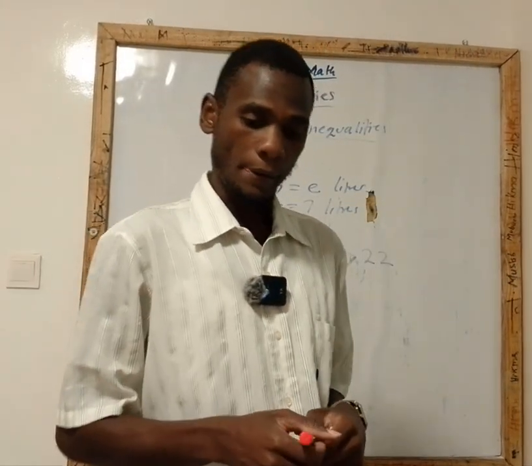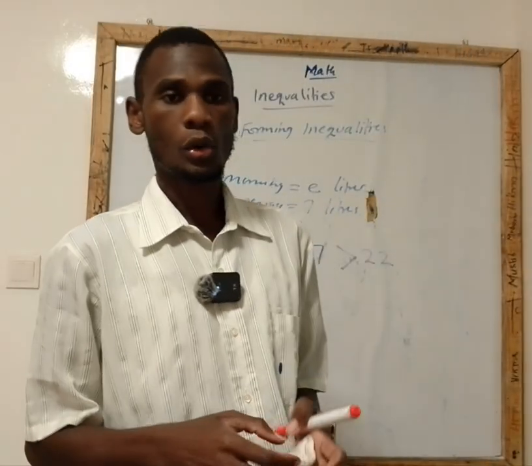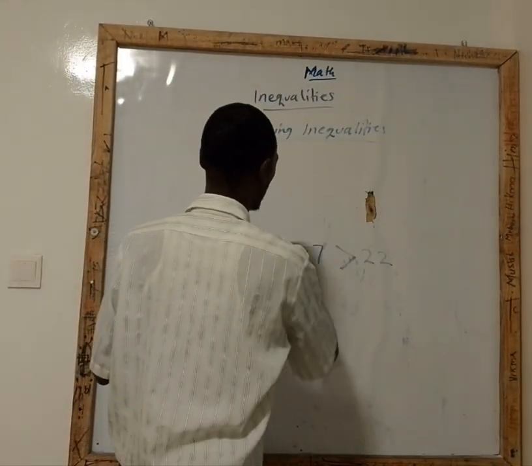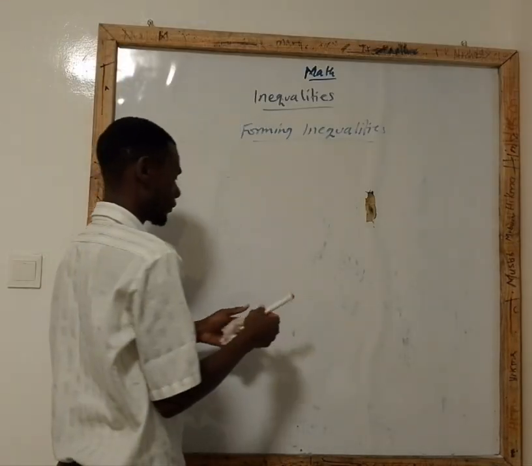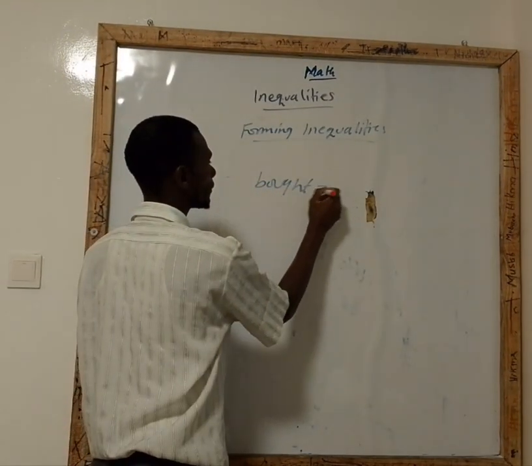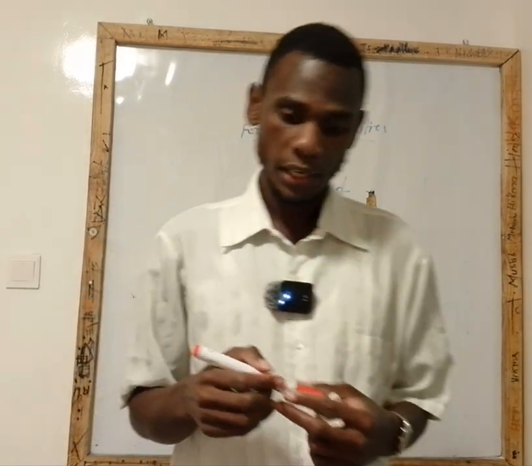Let me look at another example here. Ochieng bought D eggs. So that's the total number of eggs. We say this person bought a total number of eggs, D eggs.